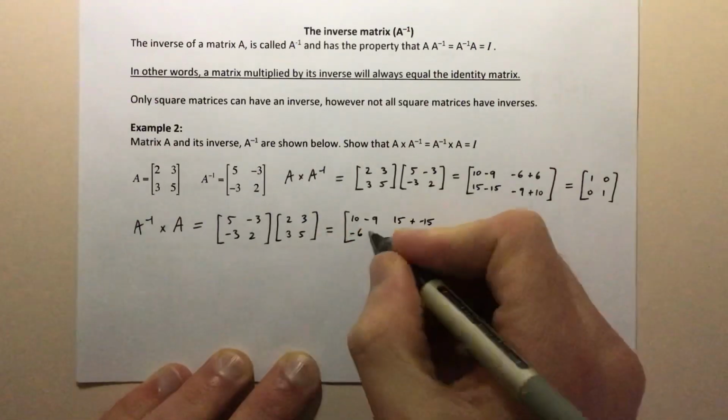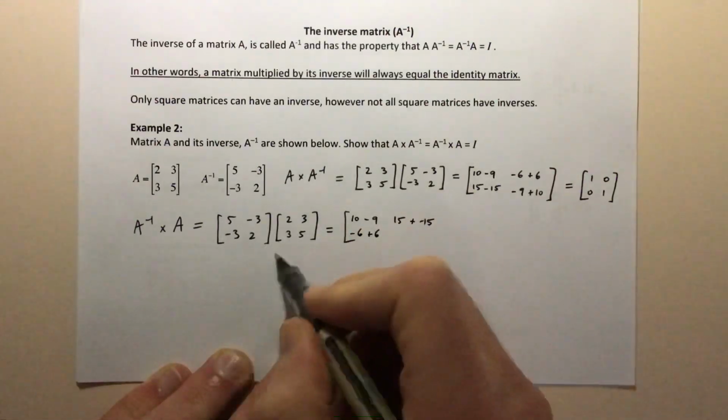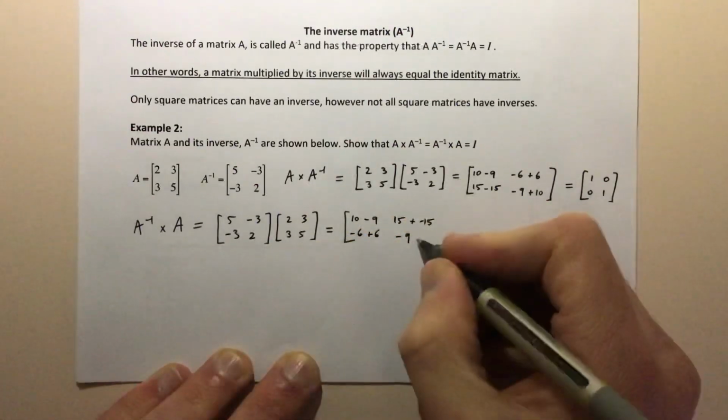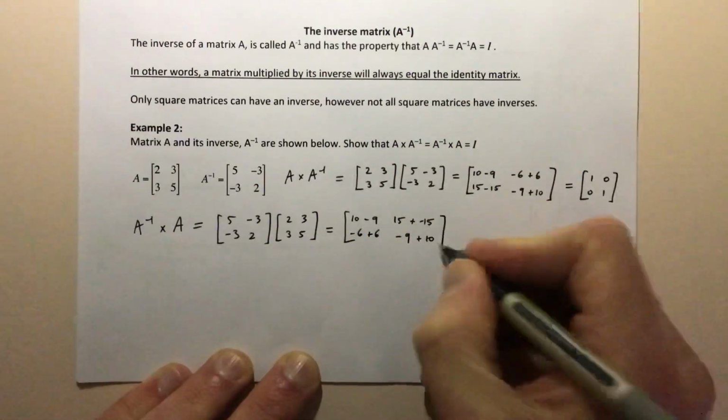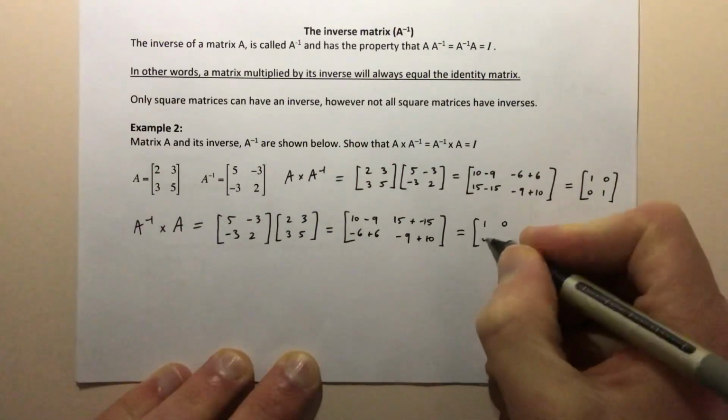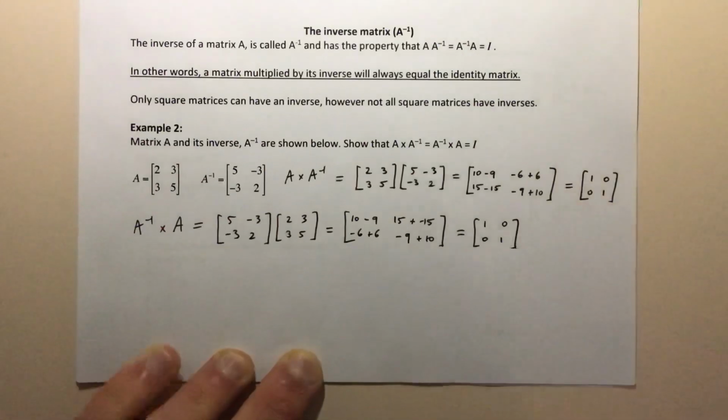2 times 3 gives me 6. Negative 3 times 3 gives me a negative 9 there, plus 2 times 5, so plus 10. And what do you know, we're getting 1, 0, 0, 1 again, which is the identity matrix.